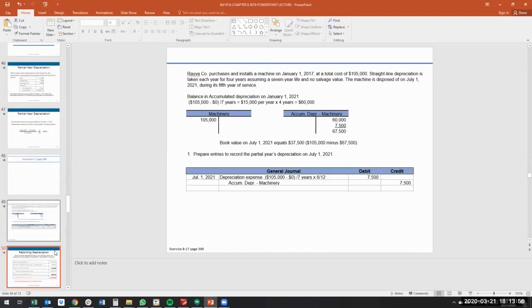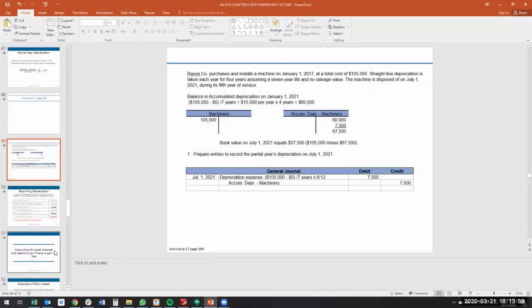And then here's just examples for partial years. So I think that we can walk through this one pretty quickly. We purchased and installed machinery with a total cost of $105,000. That total cost might include the taxes and everything that we talked about at the beginning, and I expect you to be able to calculate that. That's one piece. So straight line depreciation is taken for each year for 7 years, assuming no salvage value. So no salvage value, so we don't have to worry about backing anything out of here. This machinery is disposed July 1st, 2021, the fifth year of service.